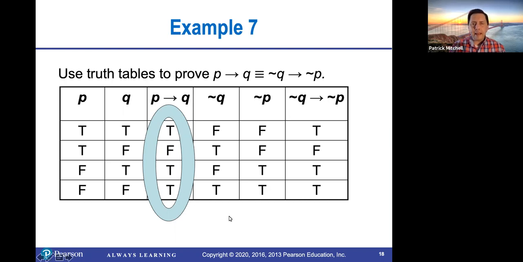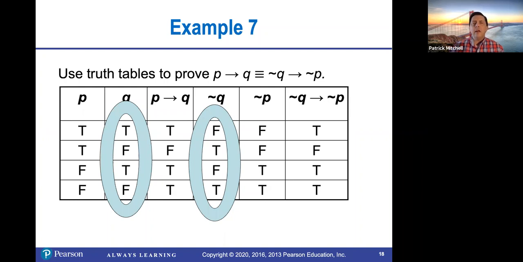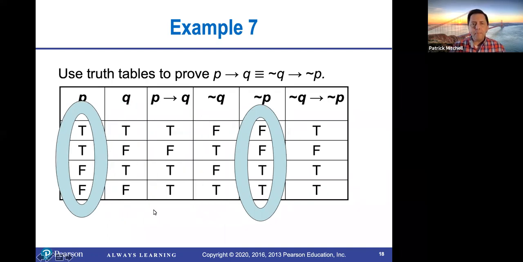The next thing is the negation of Q. Notice under negation Q, I have exactly the opposite of everything that is under Q. Instead of writing true, false, I wrote false, true. And then I did the same thing to P. Instead of writing true, false, I wrote false, true. Now I'm ready to fill out the column under if not Q, then not P.